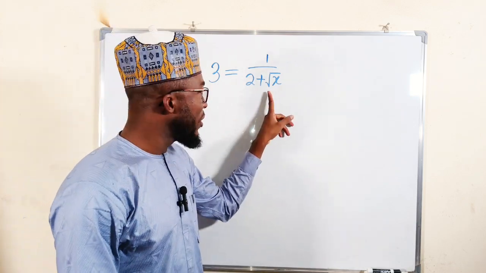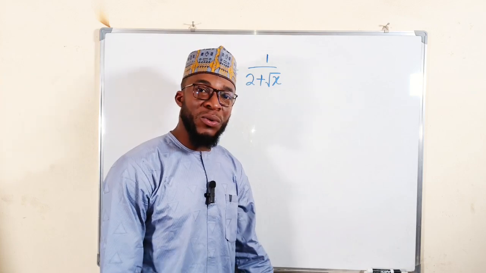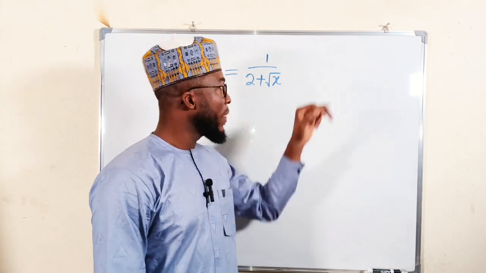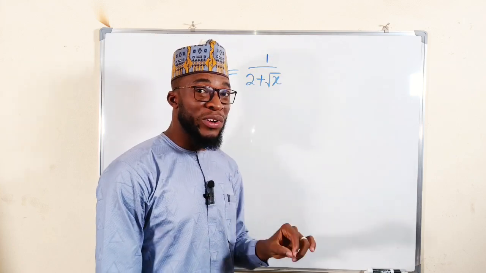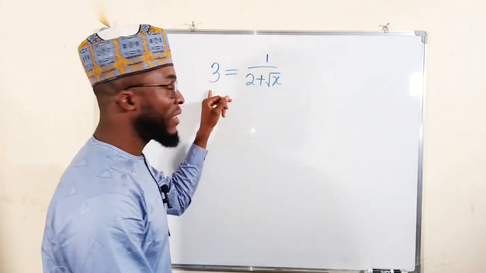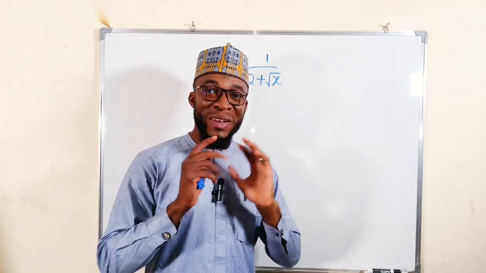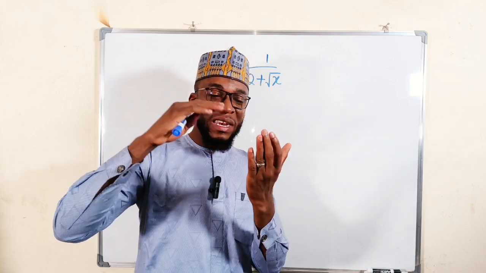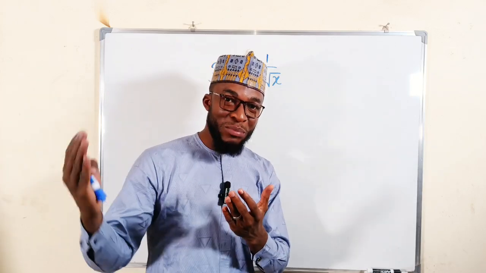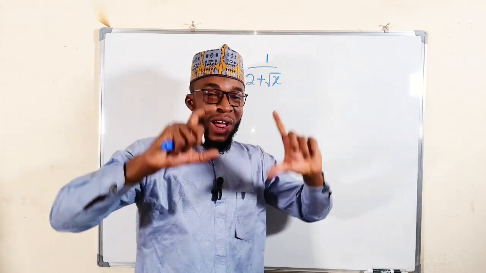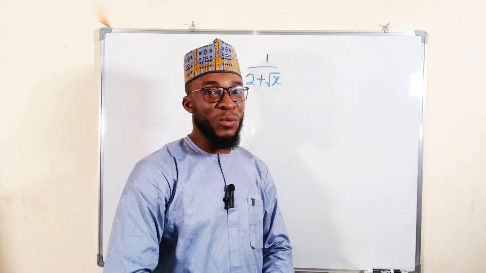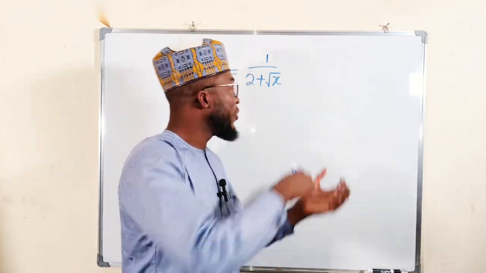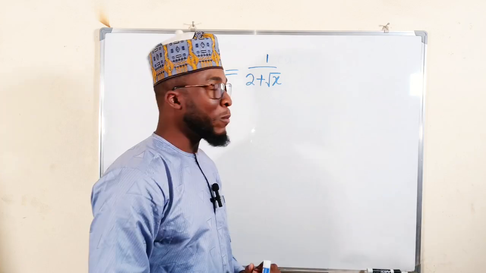If x is 0, square root of 0 is 0, and 2 plus 0 is still 2. 1 divided by 2 is 0.5, which is far less than what? 3. From the theorem of limits, when you have a fraction, the bigger the denominator becomes, the more the whole fraction tends to approach 0.